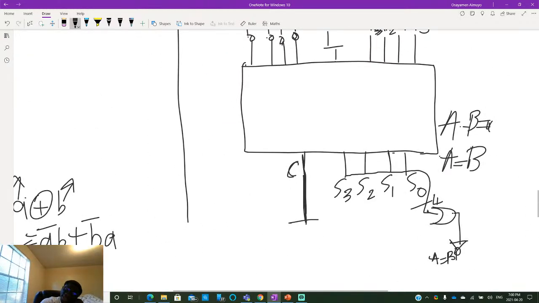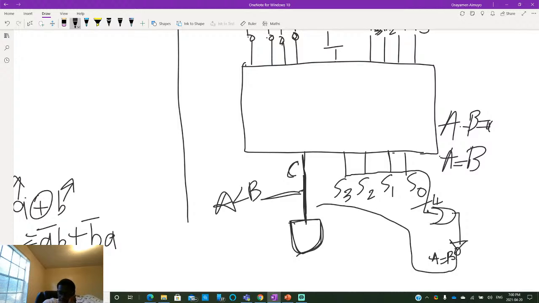So we know that if the carry is 0, it implies that A is lesser than B, right? But now, since we already deduced how to get A equals B from the sum inputs, all we have to do is set up an AND gate here, and then connect this as an input into the AND gate.